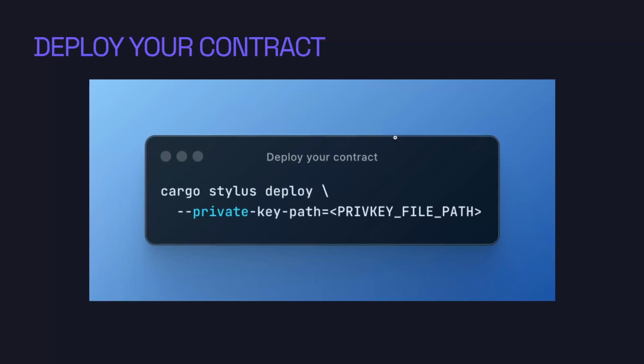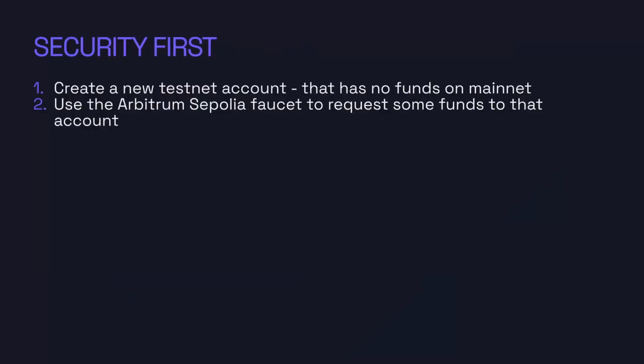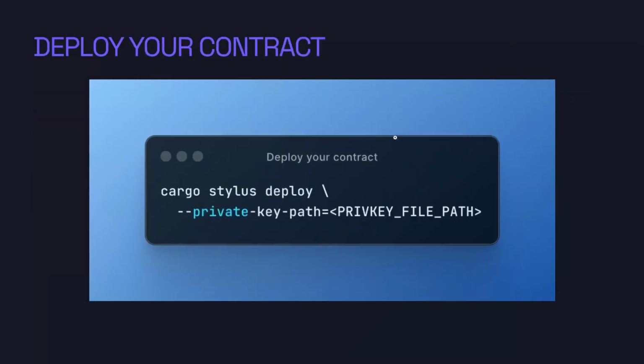And then you do cargo stylus deploy, and you give it --private-key-path equals a file path. So the testnet account that we set up earlier, you take its private key and save that private key to a file. And you keep that file in gitignore. Don't push it to GitHub. You save it to a file, and then you can do cargo stylus deploy --private-key-path equals the path to that file. And once you do that, your contract will be compiled and deployed to the Arbitrum network, and it will tell you the contract address.